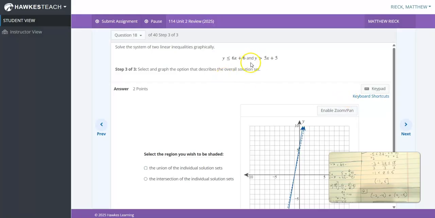All right, and again, when you have and, that means you're going to look at the intersection of the two sets. So again, or means union, and means intersection.